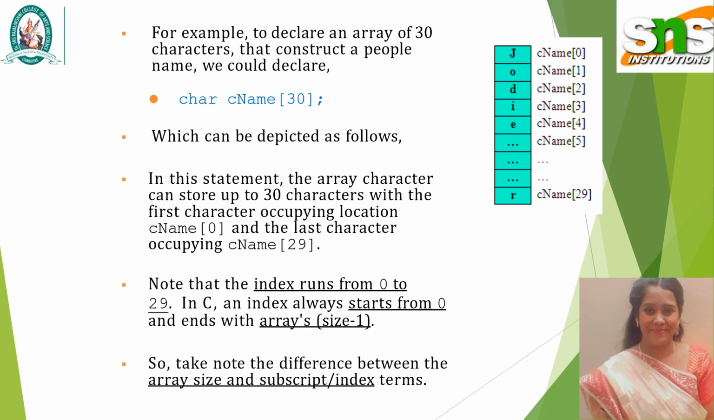For example, to declare an array of 30 characters, we write char name[30]. In this statement, the array can store up to 30 characters, with the first character occupying location 0 and the last character occupying name[29]. The index runs from 0 to 29. In C, an index value starts from 0 and ends at array size minus one. So we have to note the difference between the array size and the subscript index.